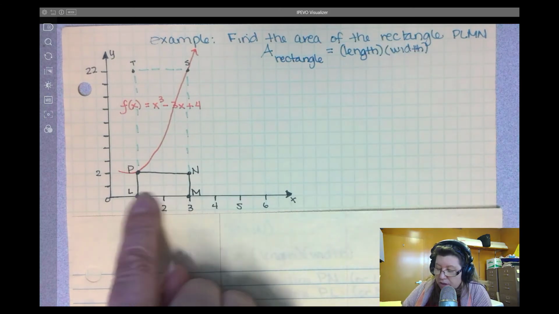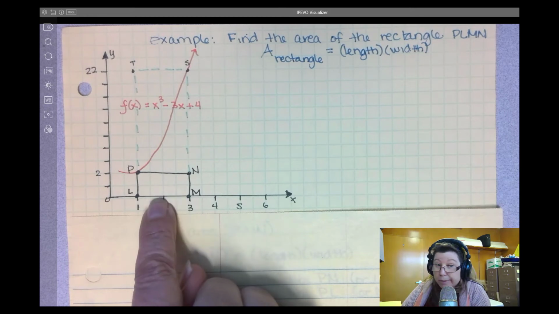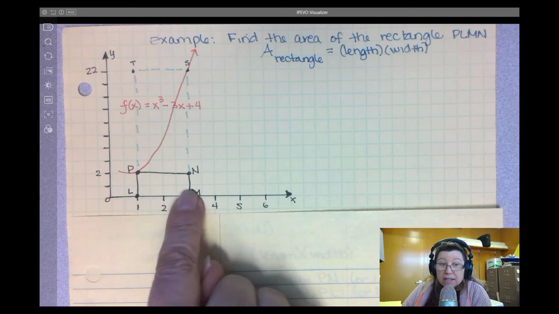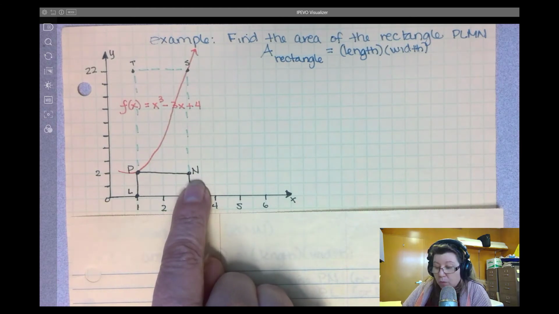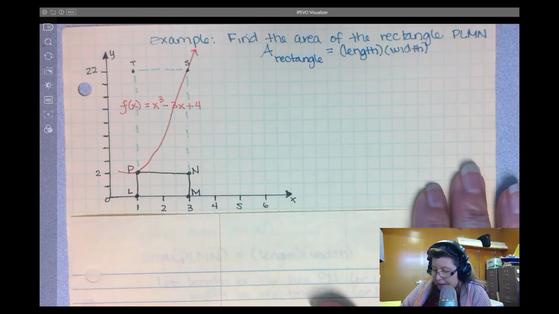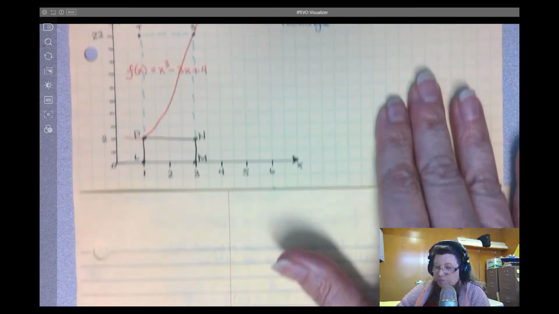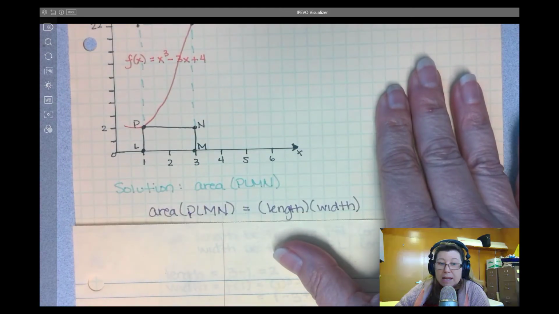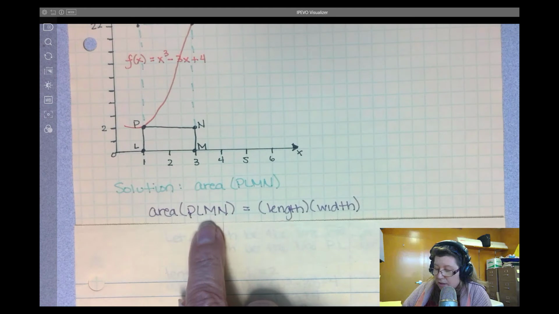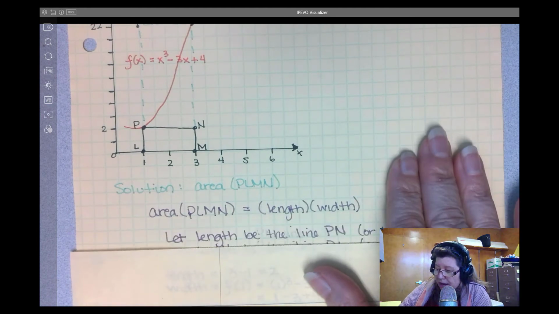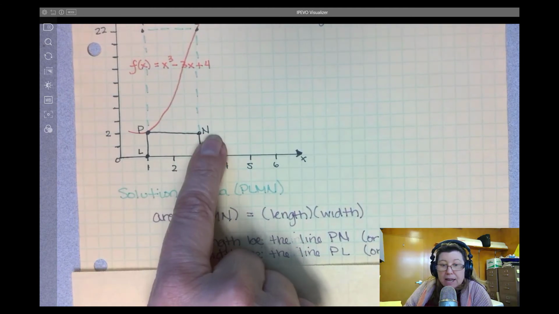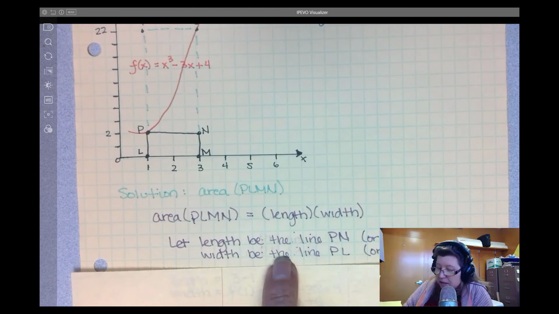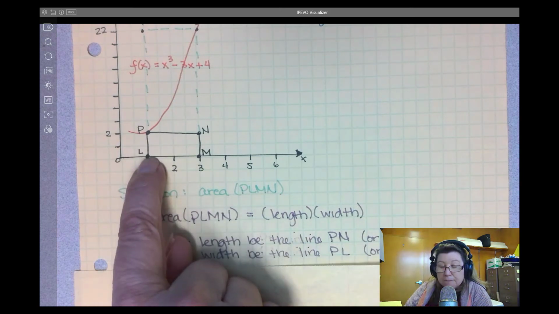The area of a rectangle is its length times its width. Now, I don't care if you call this length or width. I don't care. You can call this length and this width, or this length and this width. It doesn't matter in the long run because 2 times 3 is the same as 3 times 2. Okay, so I'm going to decide that my area of this rectangle is length times width, and I'm going to let my length be the line P to N, and I'm going to let my width be the line P to L.